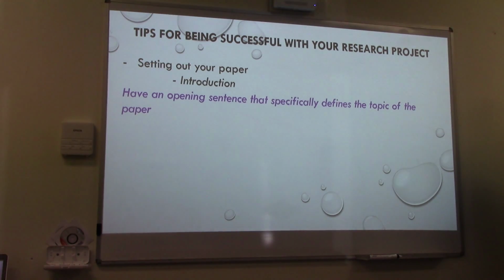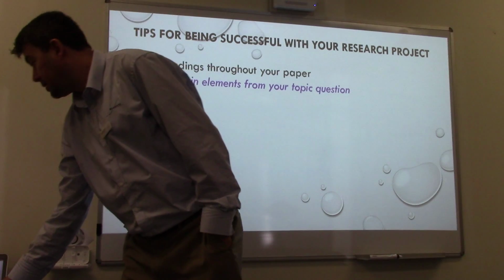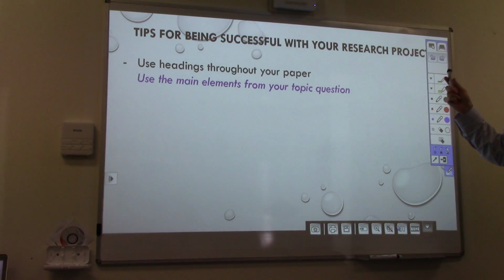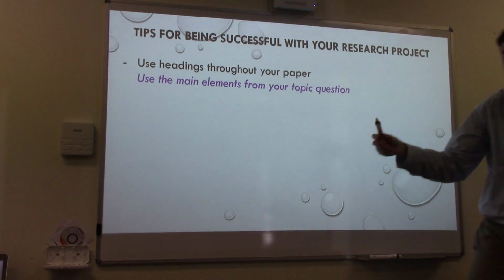You've broken down your topic. You know what you're researching. You know how you're going to research now. I'm going to do my learner guide, my textbooks, and go online for reliable sources. But how do you set out your paper? My advice is use headings throughout your paper. Your headings will be the main elements from your question. When you broke down the question, you decided what you need to research. Use those main things as your headings.